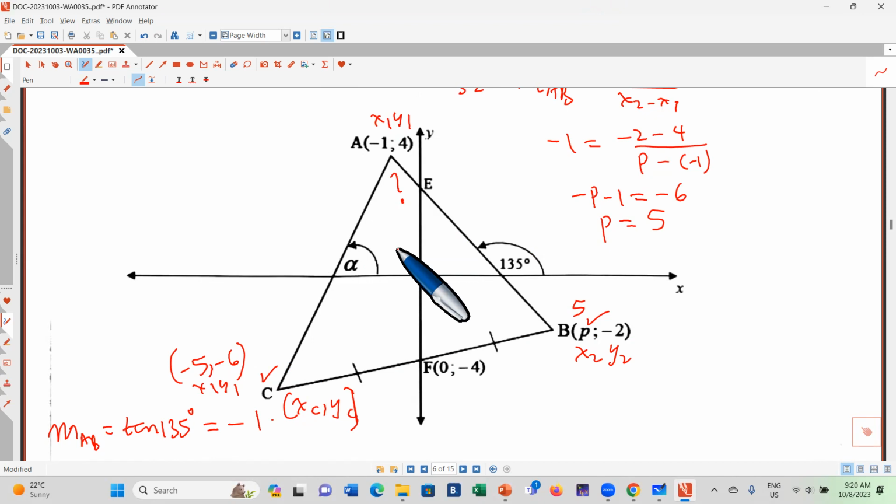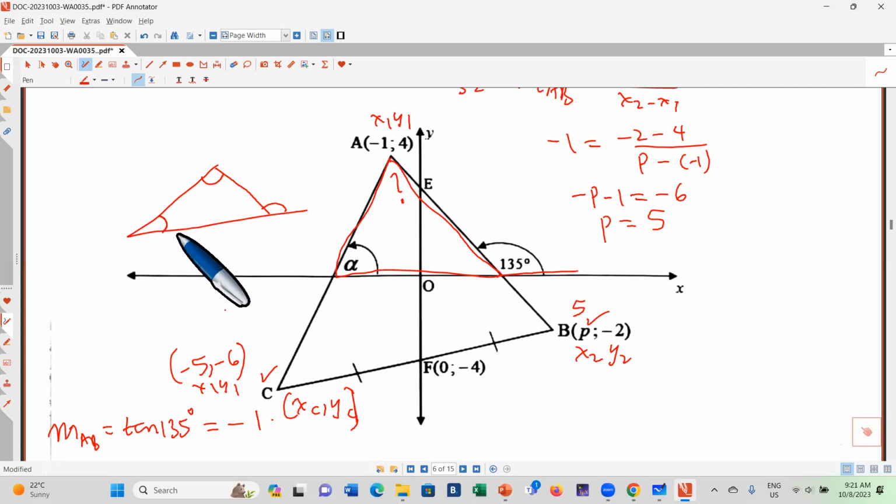There are many ways to do this, and we can proceed to use any of them. The easiest way is to first realize that this one here is a triangle, and this one is also a triangle. From grade 10, we learned that if you have a triangle like this, then the exterior angle is equal to the sum of this one with that one.